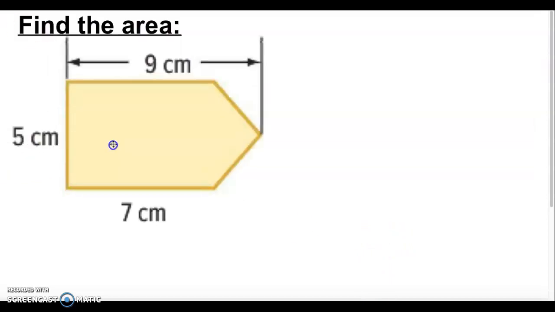Okay, so what I'd like you to do right now is you should have this printed out in front of you because that was in the directions for Google Classroom. I want you to try to find the area. Okay, I'm going to let you hit pause. Try to separate this into two separate figures. Maybe you want to draw a line going down like this, and find the area of both and add them together. Please hit pause.